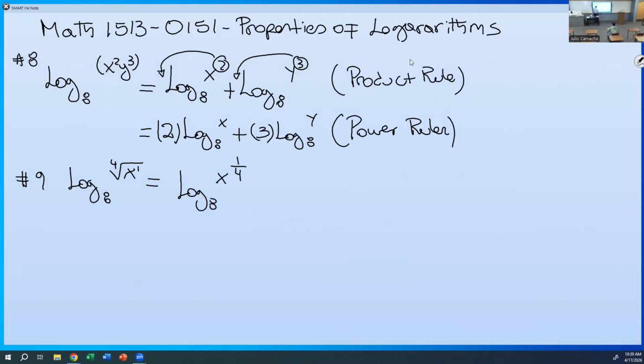So what are we doing next? Quotient form. Why the quotient? Do you see something? Because that is an exponent. See, the exponent is 1/4. Power rule, exactly, because we need to simplify, and using the power rule, we move the 1/4 to the front. So you have 1/4 times the log base 8 of x, and that will be the final answer.